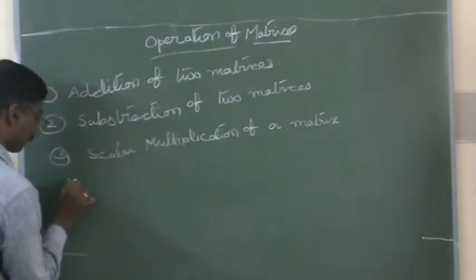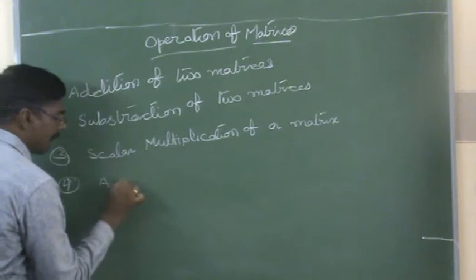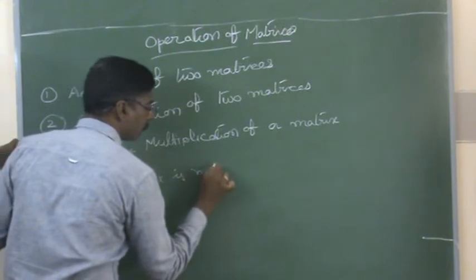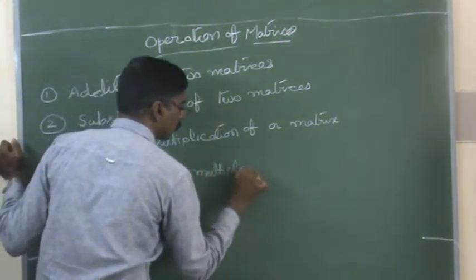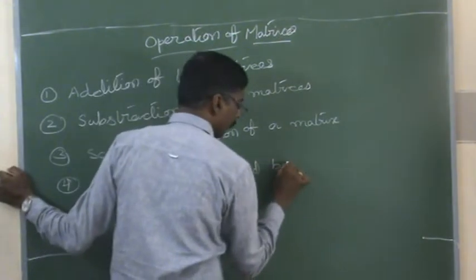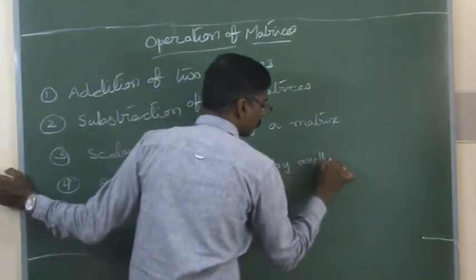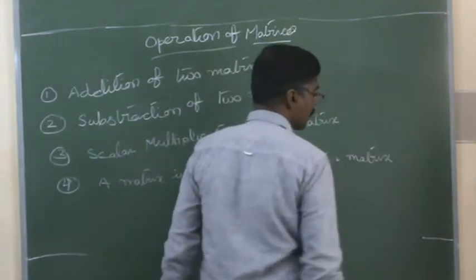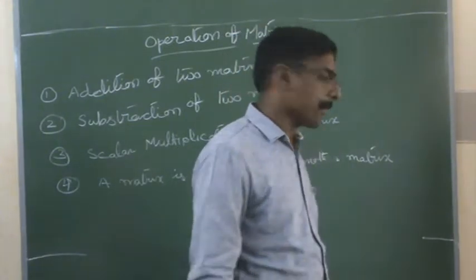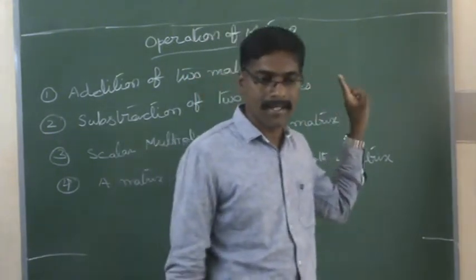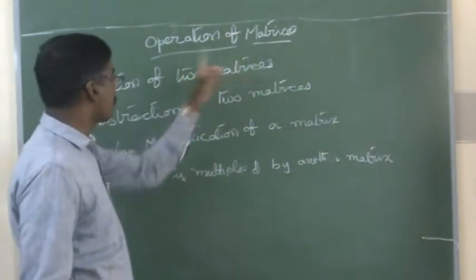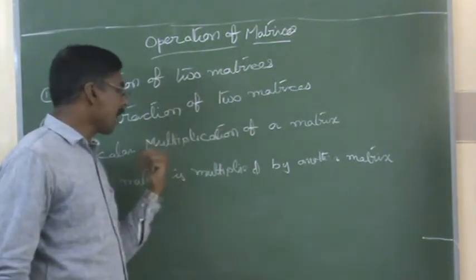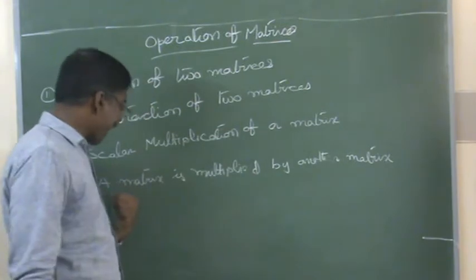Next one, a matrix is multiplied by another matrix. These are the four concepts in our syllabus for operation of matrices: addition of two matrices, subtraction of two matrices, scalar multiplication of a matrix, and a matrix multiplied by another matrix.